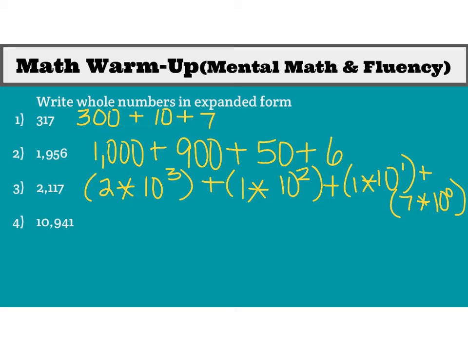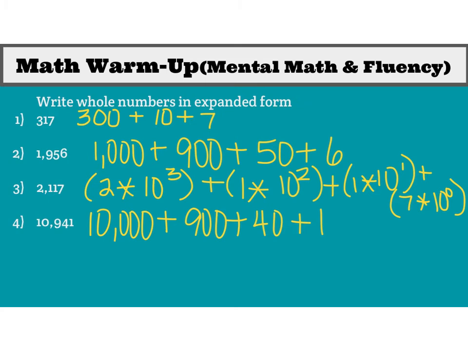We have 10,941. And I'm going to go back to our original way of doing it. 10,000 plus 900 plus 40 plus 1. And there you have it, expanded form.